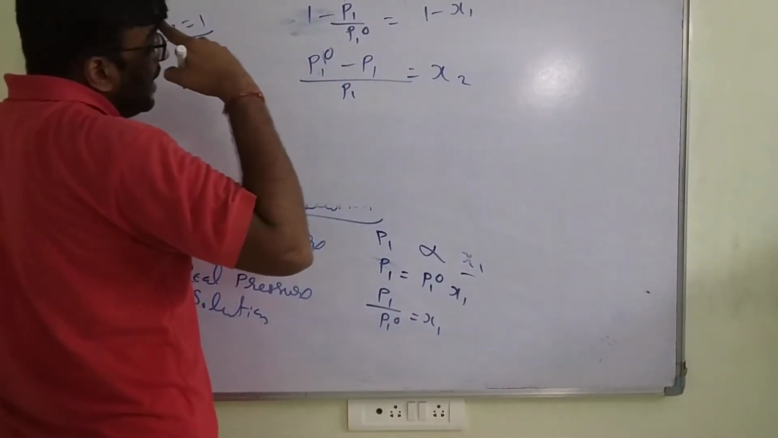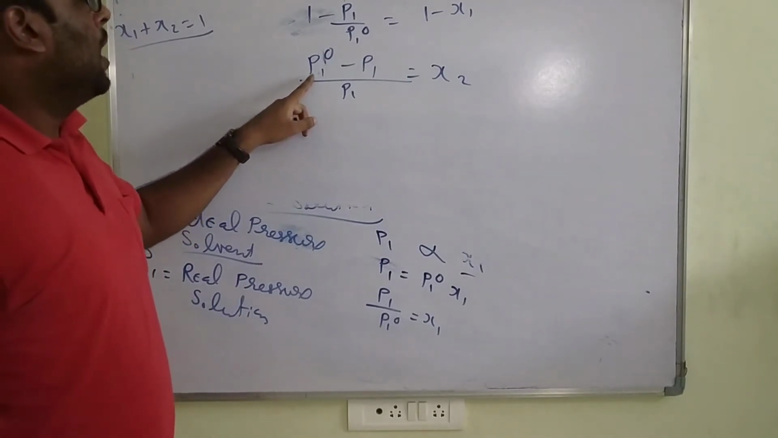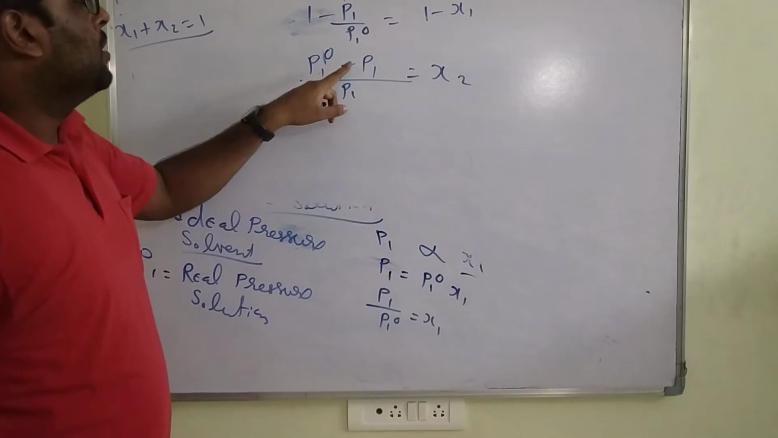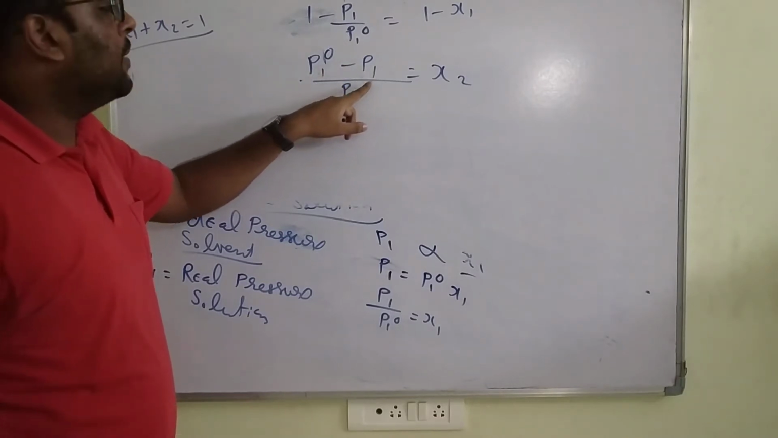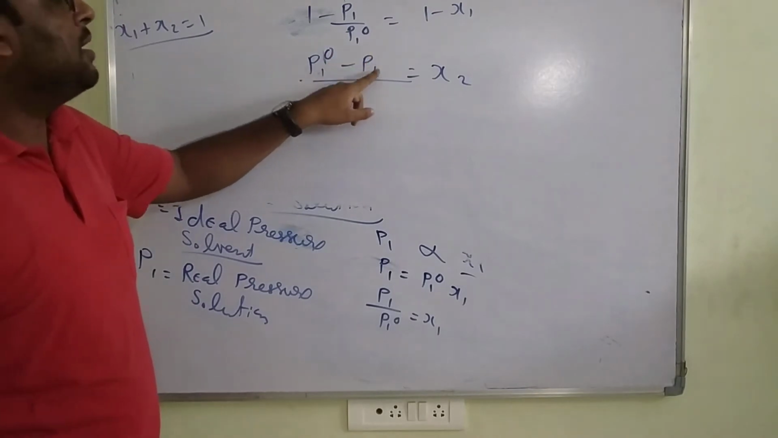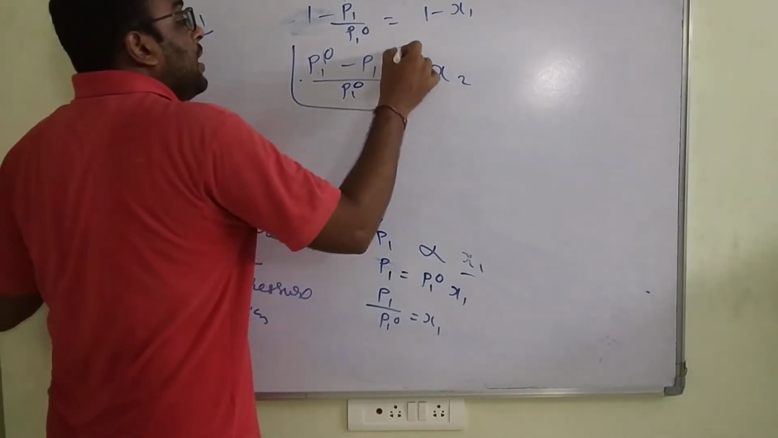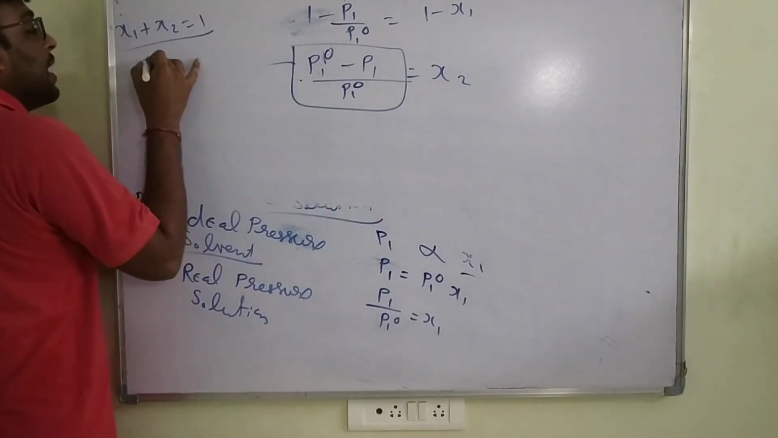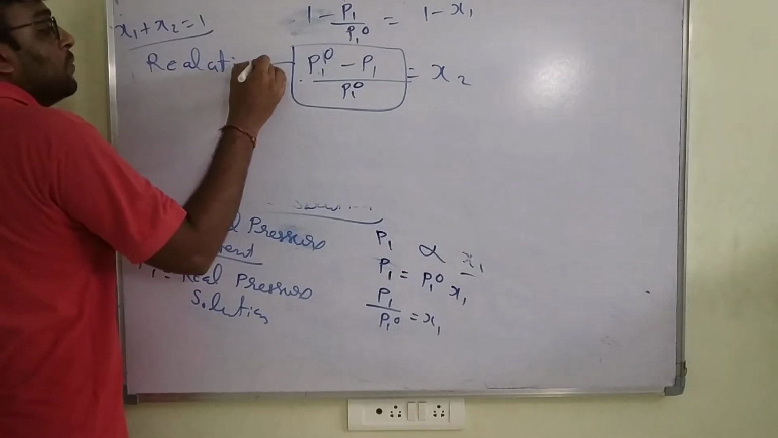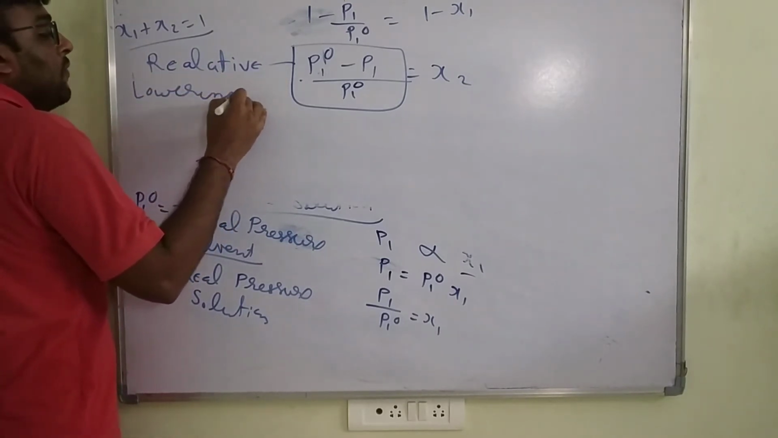This is called relative lowering. This one is the ideal pressure. This one is the real pressure. This one is also the ideal pressure. Ideal minus real upon ideal. This thing is called relative lowering in vapor pressure. Write it down in the proper way. The heading from the textbook is relative lowering in vapor pressure.